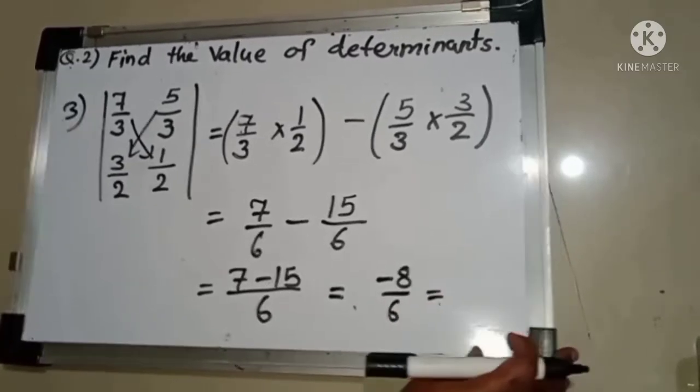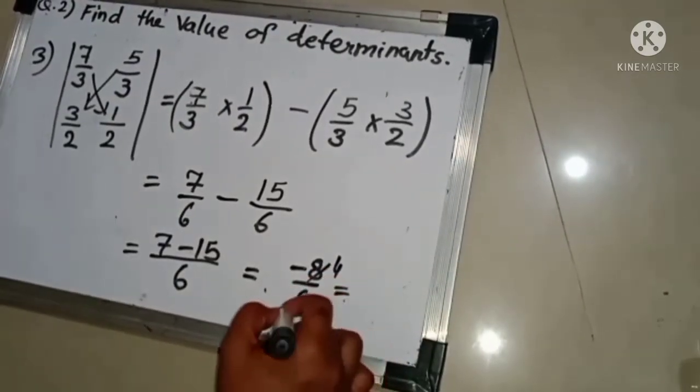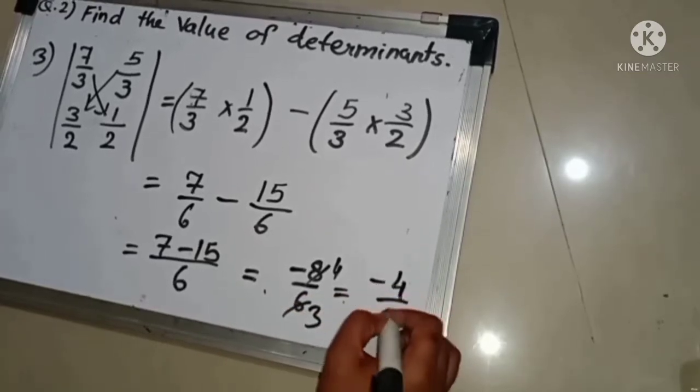It will cancel with 2: 2 fours are 8, 2 threes are 6, and we got the answer minus 4 upon 3.